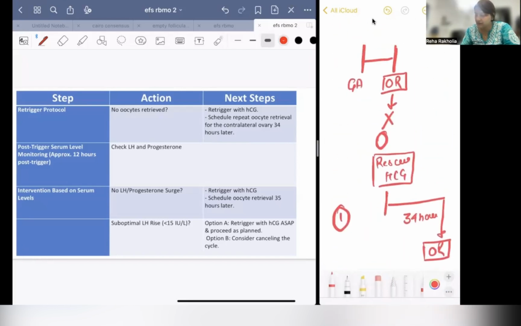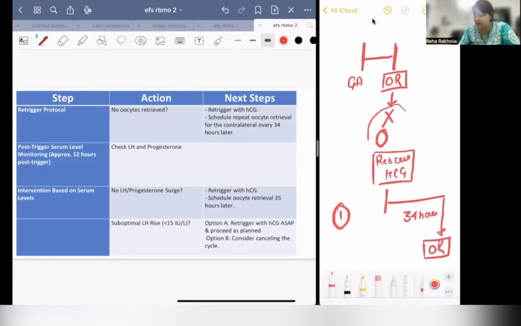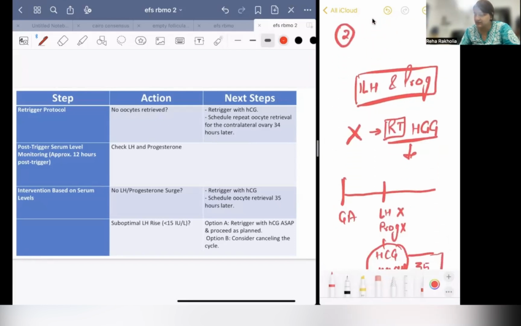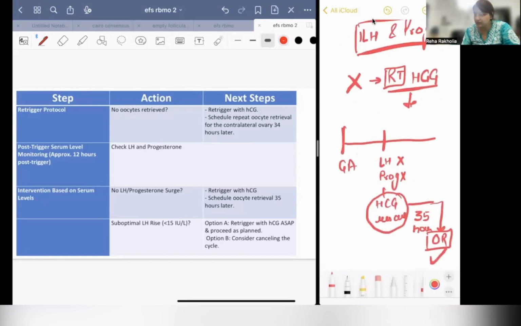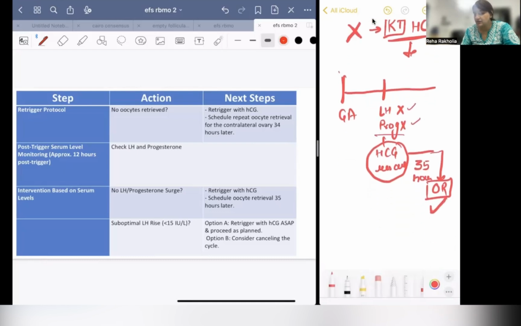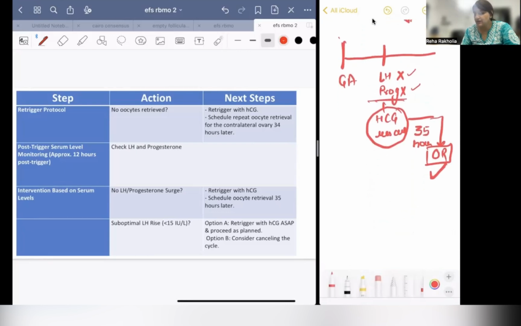That was the first scenario, in which we are retrieving from one ovary, and if we are not getting oocytes, then we are giving rescue HCG. In this, we have already predicted that there can be empty follicular syndrome. So after giving the GnRH agonist trigger, 12 hours after we checked LH and progesterone level, and if LH level is less than 15 and progesterone level is less than 3.5, we already have predicted that there can be a chance for empty follicular syndrome. So we give HCG rescue dose, and 35 hours after HCG rescue dose, we retrieve the oocytes.